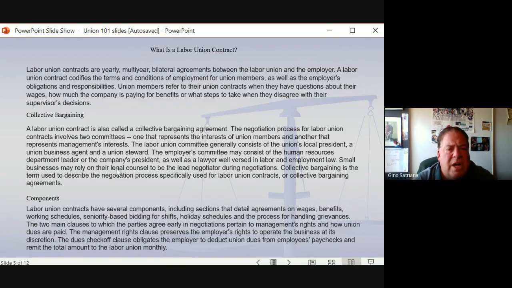What is a labor contract? I'll just go over this. I talked a little bit about labor contracts. It's a collective bargaining agreement between the employer and the union. So as here we do at Rio Rancho, we have the negotiated agreement. It's also called a CBA. It's also called the negotiated agreement. It's also called a union contract.